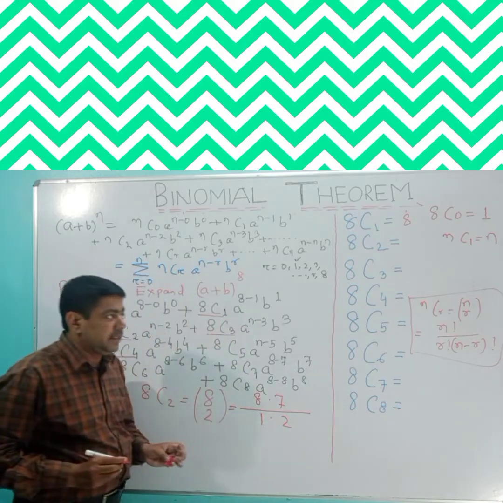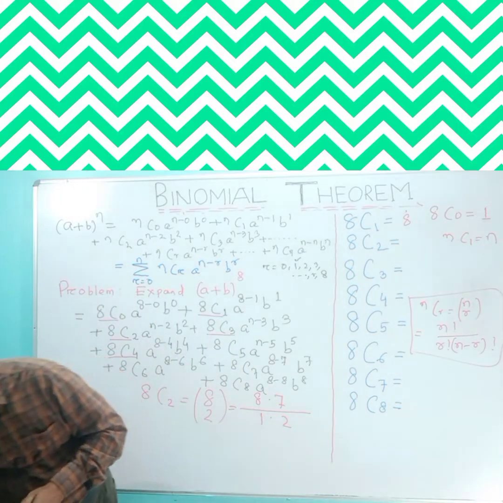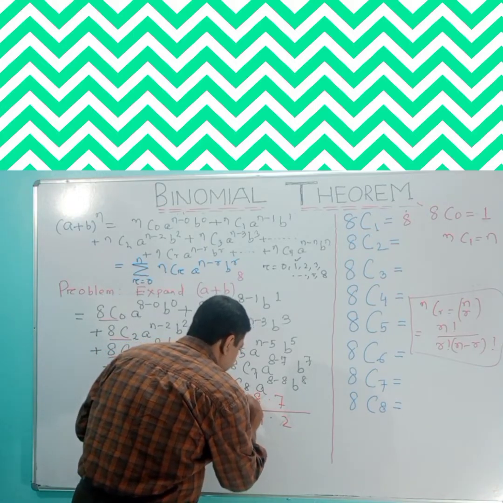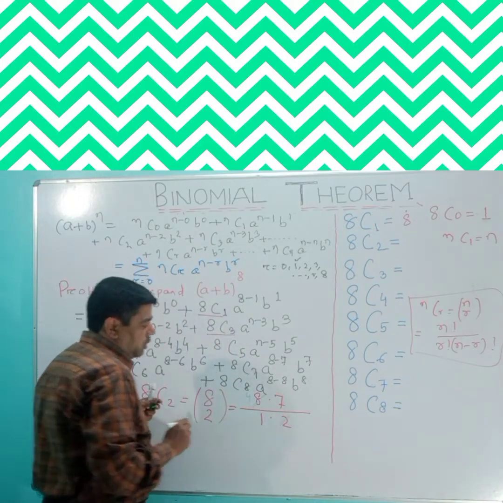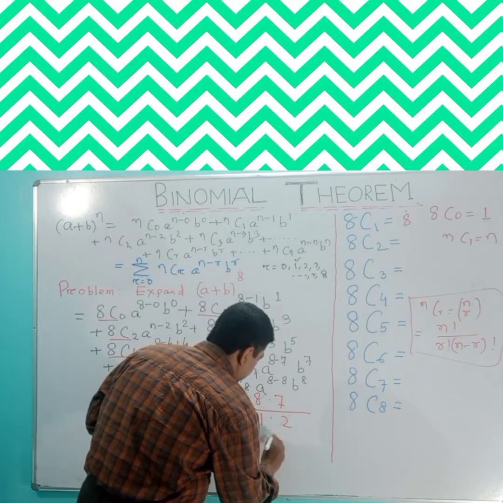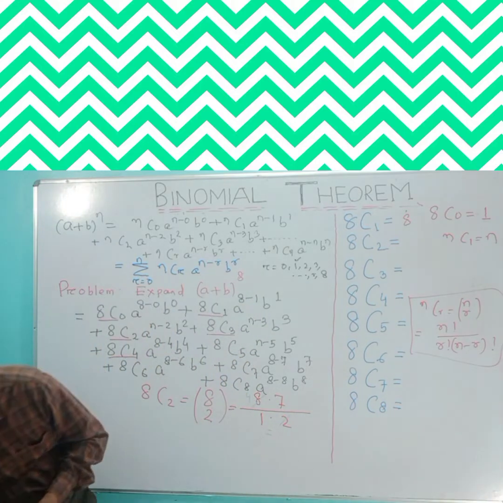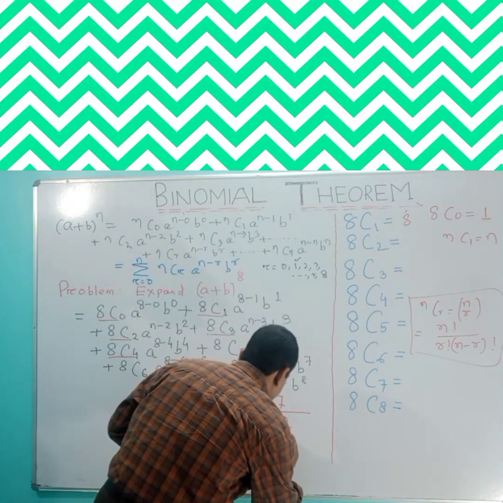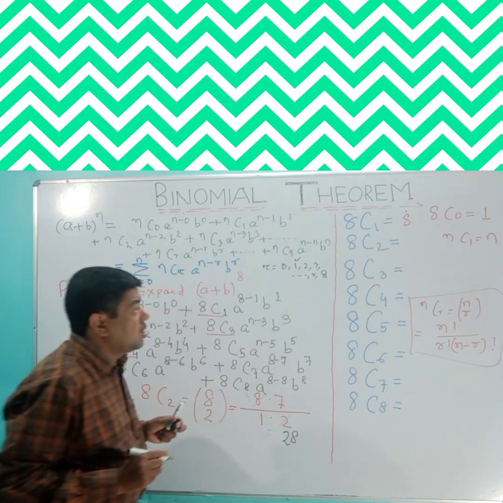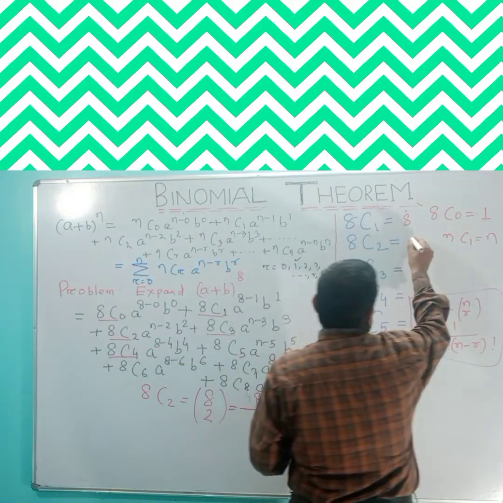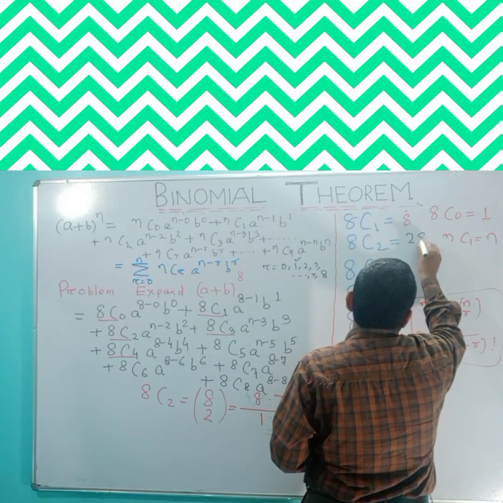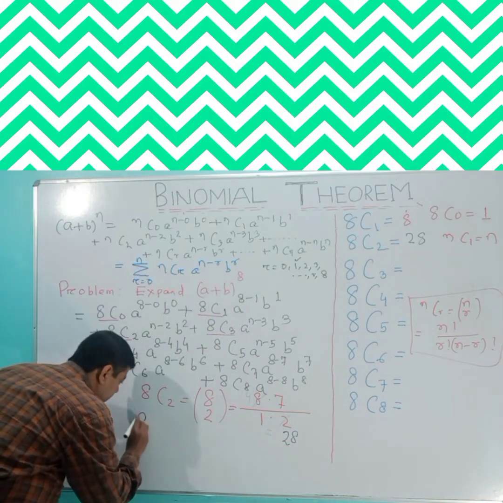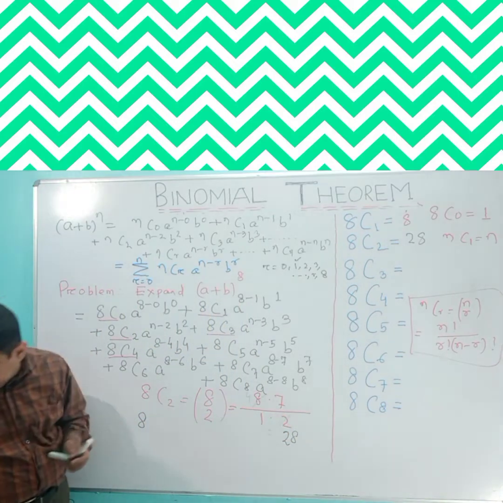Is it clear? So we will cancel this one. If we cancel, this will be 8. Cancel: 4 twos are 8, and 4 sevens are 28. This value will be 28. Yes, this value will be 28. Okay. So the 8C2 value is 28. You can write here. Is it clear? Okay. This is one concept clear.